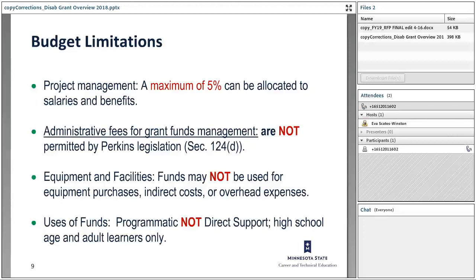One note of caution, these Perkins funds cannot support elementary and middle school age youth for programs and services that you may provide. Only high school age and adult learners only. Again, middle school and elementary and preschool are not included in these federal funds.